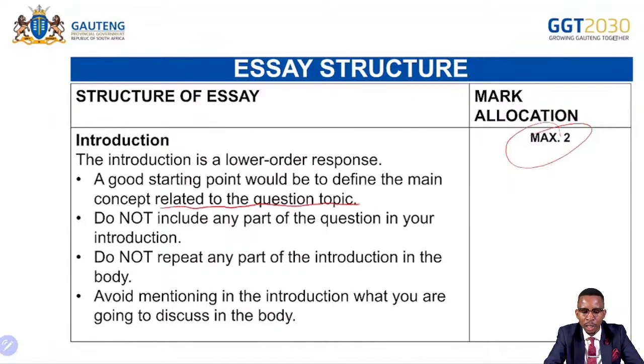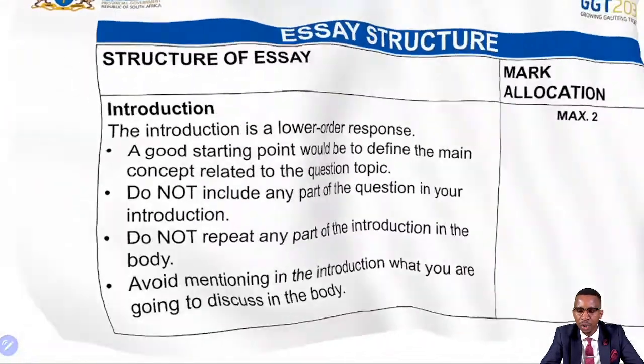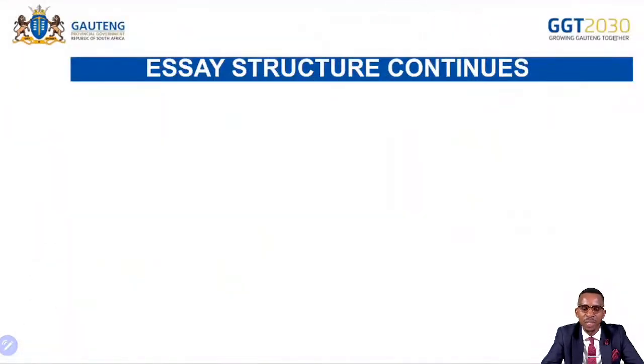And then do not include part of the question. Do not copy part of the question statement and make it your introduction. Just define the concept that is relevant to the given content. And then avoid mentioning in the introduction what we are going to discuss. Don't say, I'm going to discuss this. Just define the concept or describe the concept. Then that will give you 2 marks if it's correct. Do not give examples in there.